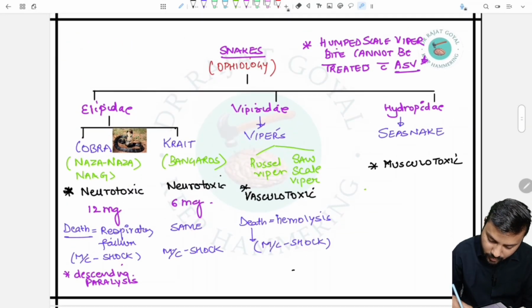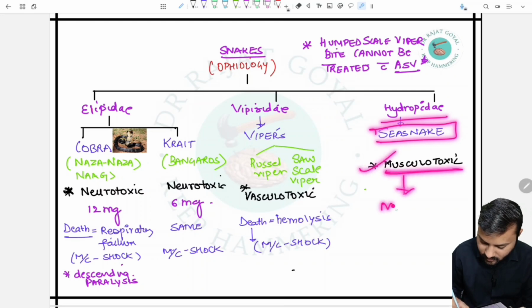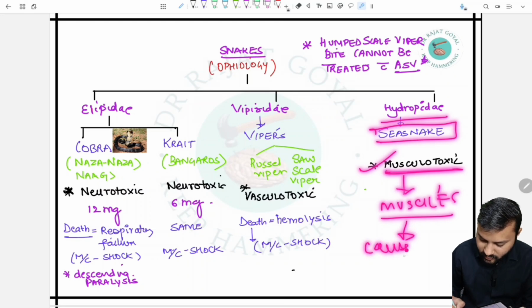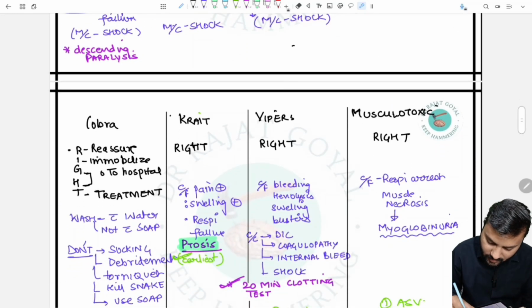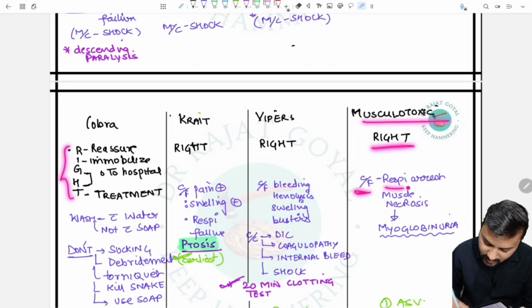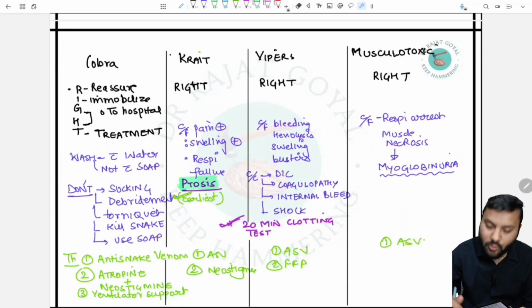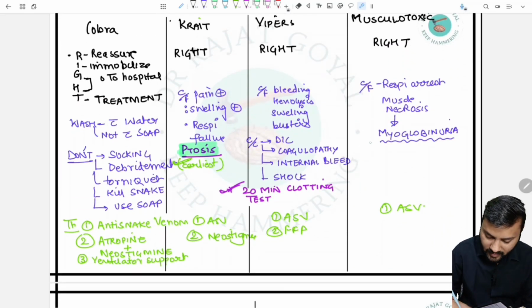Now the third one is the Hydrophiidae or the sea snakes, and these are musculotoxic, so they will damage the muscles. And as the muscles are damaged, the cause of death in this also is respiratory failure. But the most common cause is again the shock. So in musculotoxic bites, we have to follow the same first aid. In the clinical features, respiratory arrest occurs and muscle necrosis occurs, due to which myoglobinuria occurs. So myoglobin is present in the urine, and it represents that muscle necrosis has occurred, and in this also we have to give anti-snake venom.